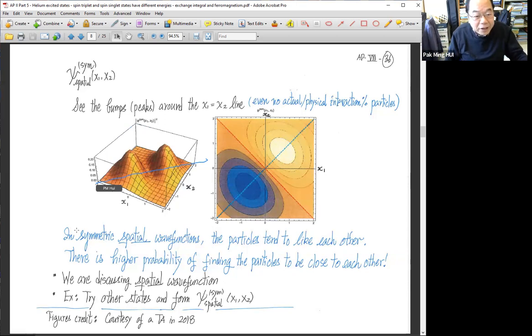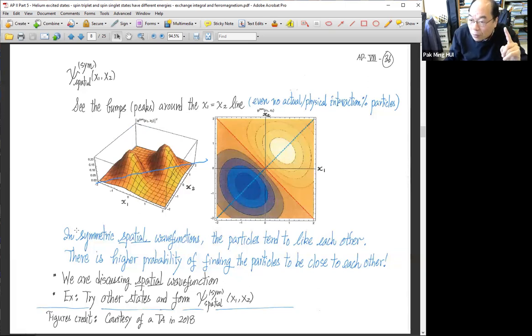Okay, follow this line. This line is the x1 equals x2 line. Do you see big peaks lie on this line? And also, near this line on both sides, the wave functions squared are quite big. All right, now that is the common sense I emphasize about symmetric spatial part.